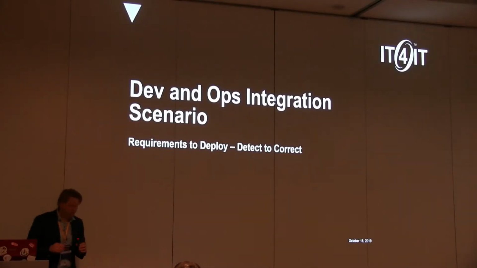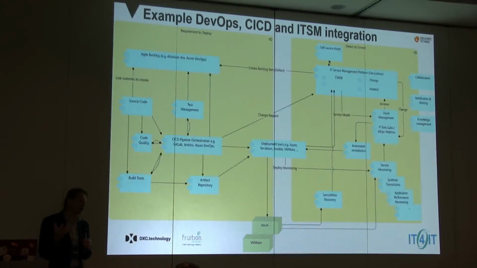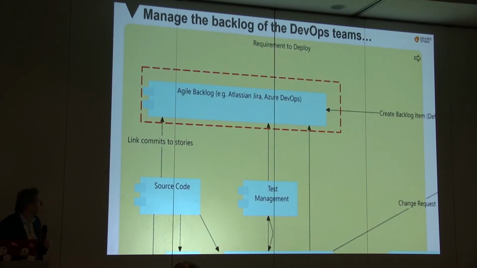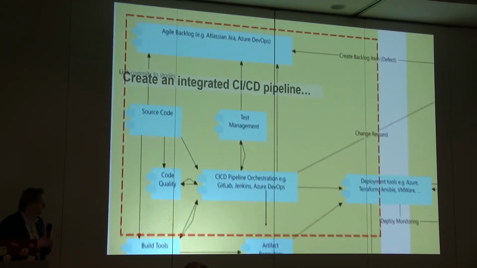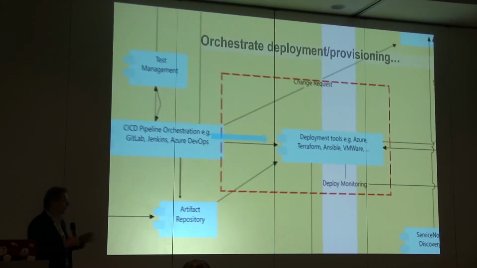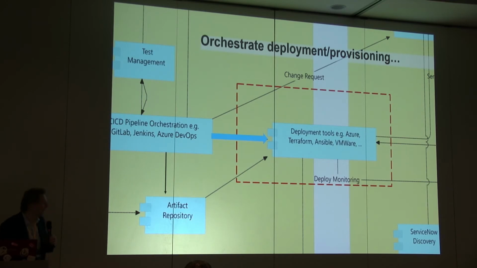So what I want to do now is briefly go through an example scenario of how to integrate, and some of the scenarios that IT4IT is providing. This is an example of DevOps ITSM integration. For example, we have our backlog in Jira or Azure DevOps, and we have a tight integration with test management and the CI/CD pipeline. That's all fine. That's typically organized in your organization, hopefully. It's integrated into your deployment tools for infrastructure provisioning, maybe for firewall rules, storage, and of course the application deployment.